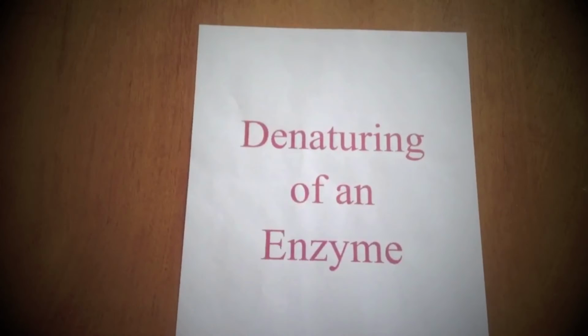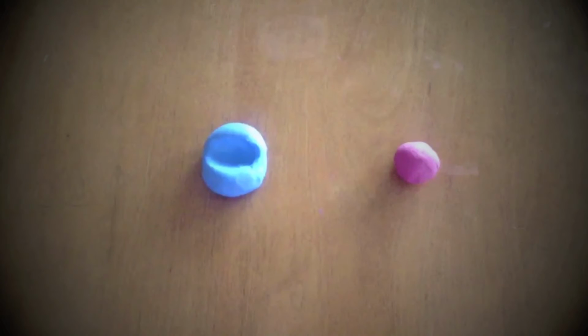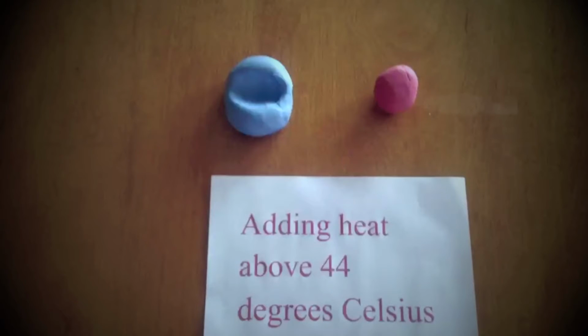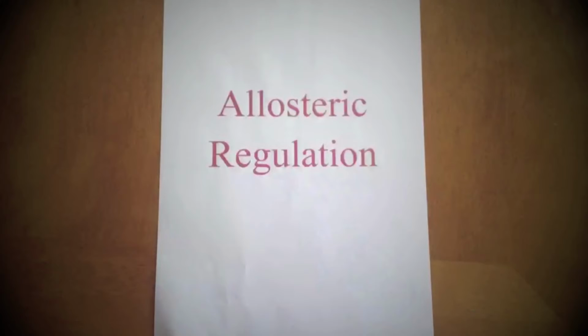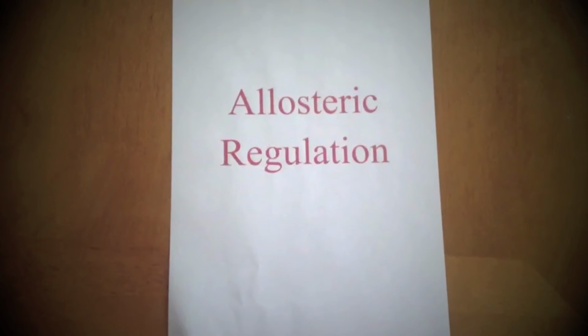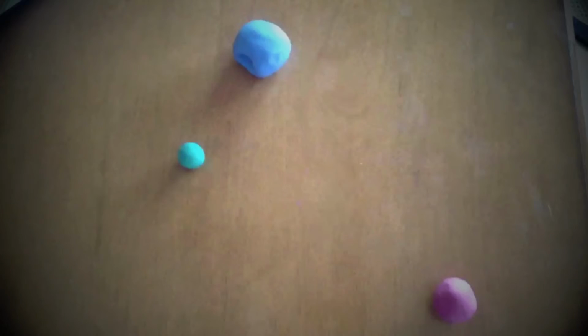However, when heat above 44 degrees Celsius is added, the enzyme changes shape, preventing the substrate from binding with the enzyme. The regulatory molecule binds to the regulatory site of an enzyme.